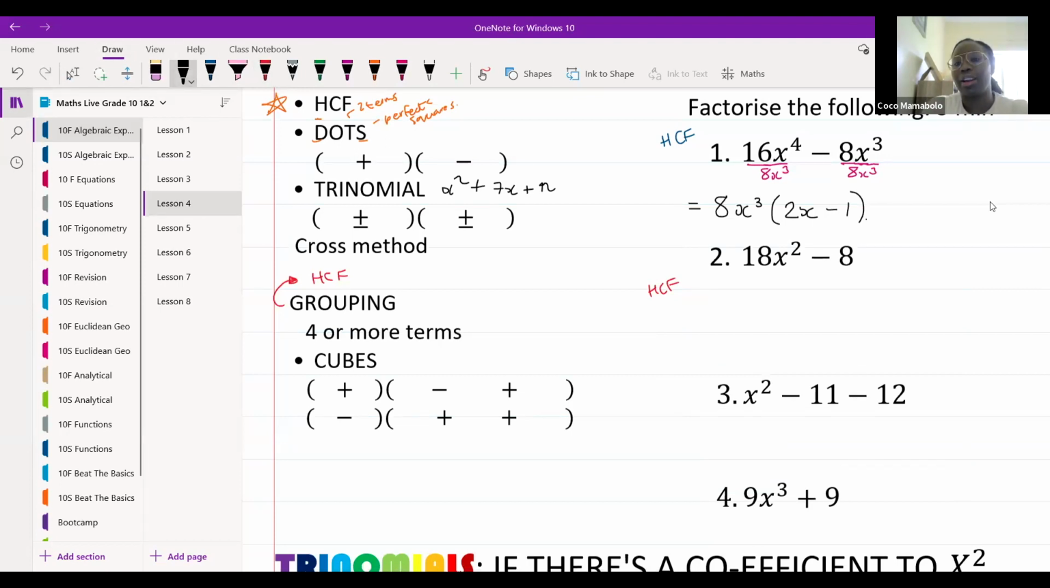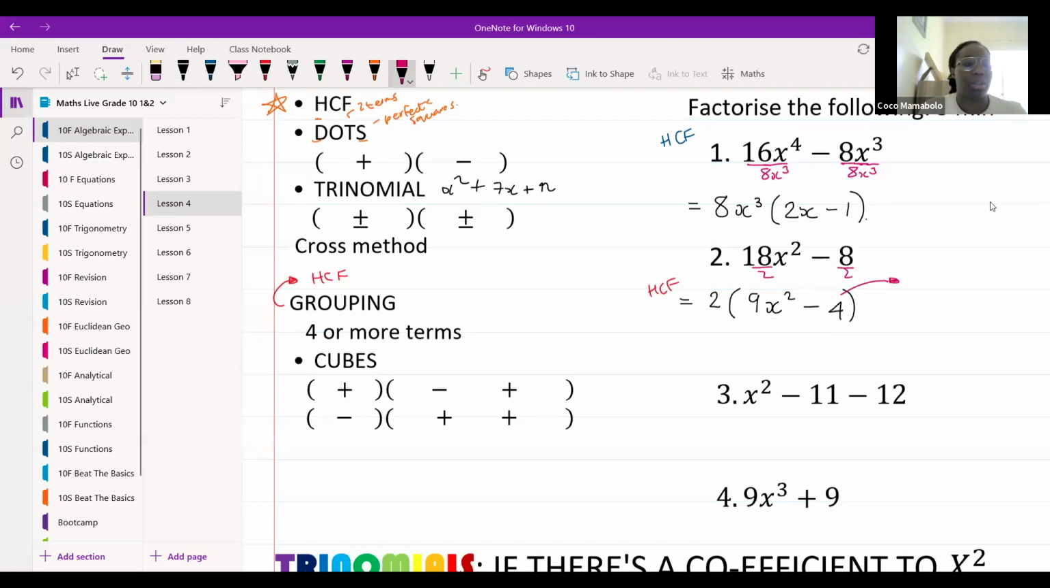All right, so I know that my HCF is going to be a number that can go both into 18 and into 8. That's going to be 2. So if I take 2 out, I'm going to divide here by 2, divide there by 2. I'm going to end up with 9x squared minus 4. Now, this inside the bracket looks like a different type of factorization.